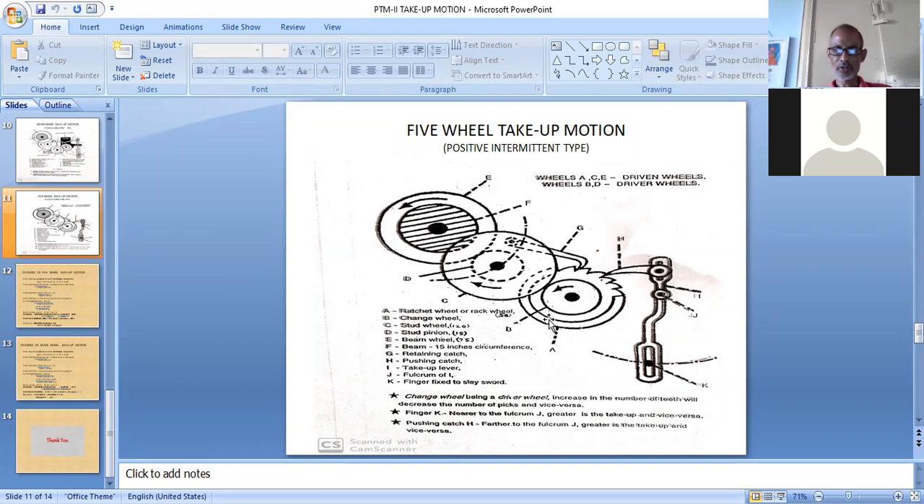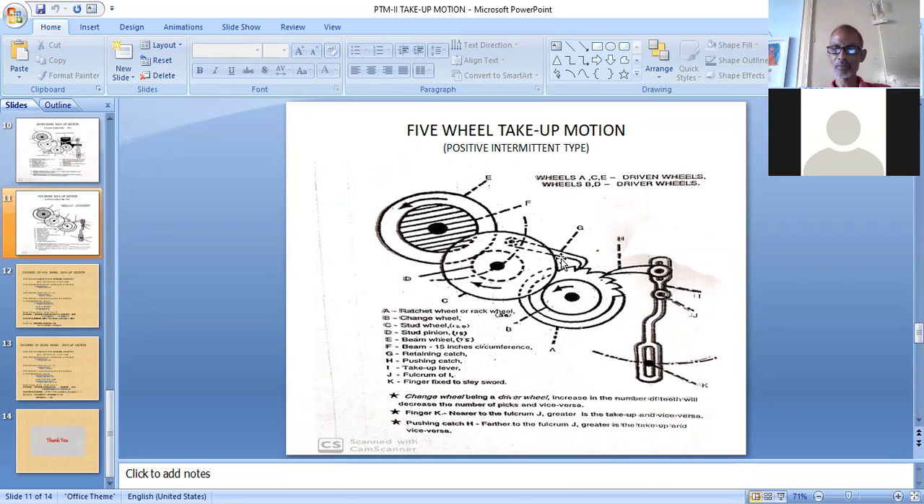Then this is transferring motion to this stud wheel C, which is mounted on the same shaft on which the stud pinion is mounted, and this stud pinion is transferring motion according to the ratio of the teeth to this beam wheel, the final wheel. So only 5: ratchet wheel, change wheel, stud wheel, pinion, and beam wheel. Only 5 gears are there in the chain. That's why this is known as 5-wheel take-up motion.